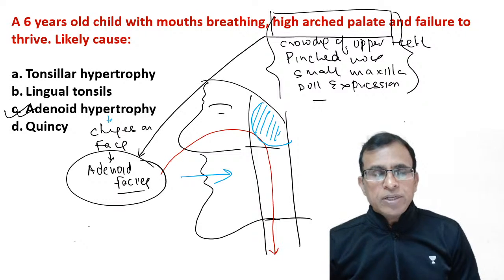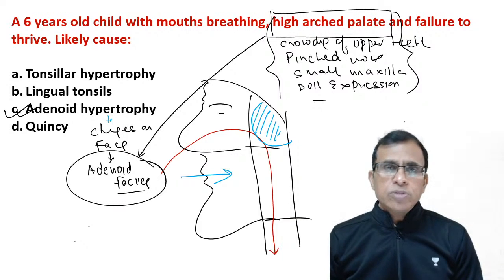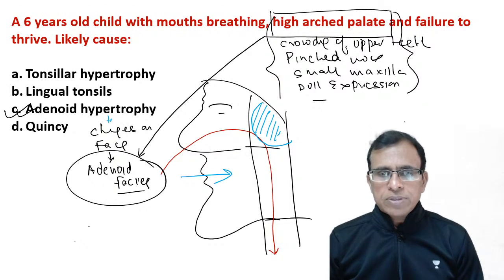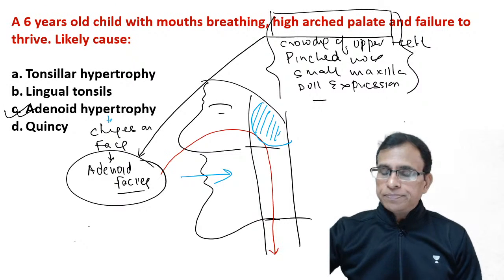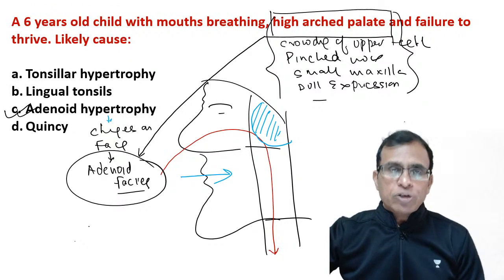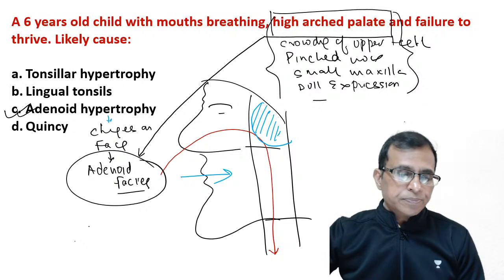And because the patient is not breathing through the nose, which is the normal area of breathing, sometimes the patient lands up in serious trouble. Weight does not gain, the breathing is not proper, so the patient's life becomes compromised. So that's failure to thrive. So you have to do adenoidectomy surgery to relieve this problem.